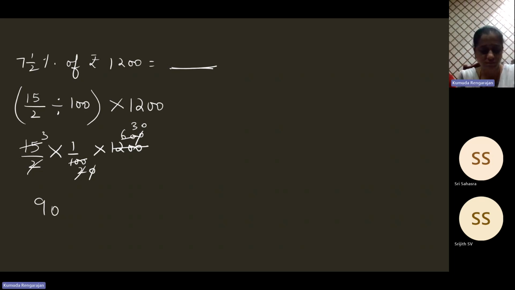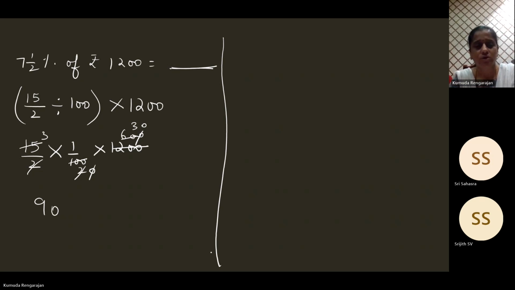Got it, all of you? Seven and a half is 15 by 2. Percent means divided by 100. Of is multiplication, into 1,200. We work it out, find the answer and fill in the blank. So the answer here is 90.